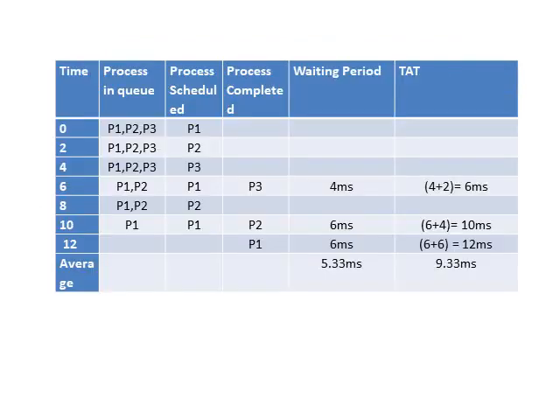So we come back to the table here. So we are seeing that P3, we have already calculated the waiting period. P3 waiting period is 4 milliseconds, P2 is 6 milliseconds, and P1 is 6 milliseconds. How do we calculate turnaround time? As I have already told you, turnaround time is nothing but waiting period plus total execution time period. So P3 has 4 plus 2, 6 milliseconds, 6 plus 4, and 6 plus 6 is for P1. So the turnaround time is 9.33 milliseconds for this example.